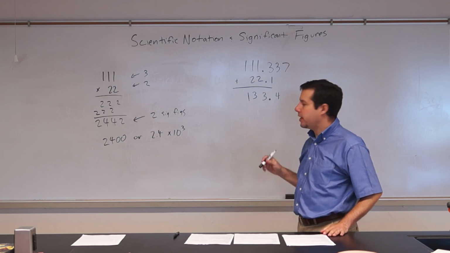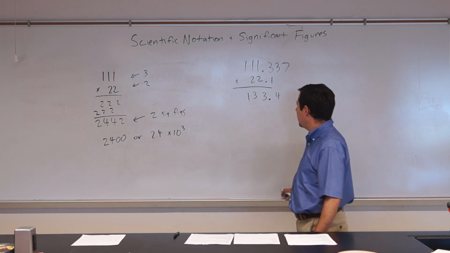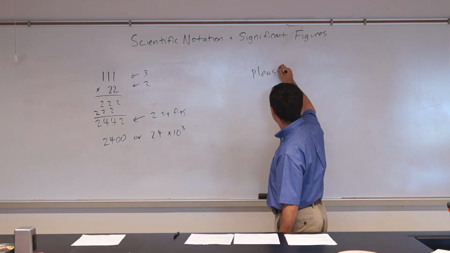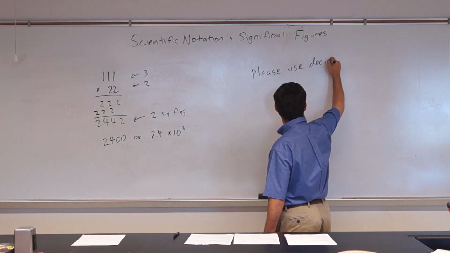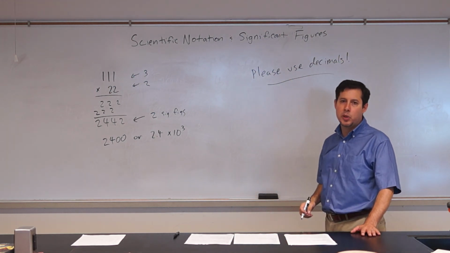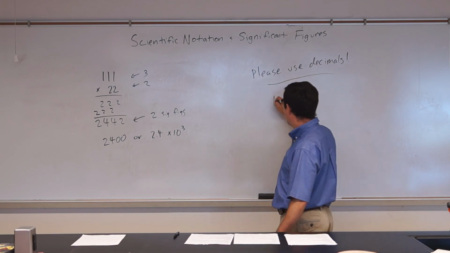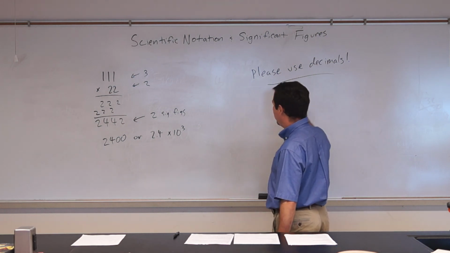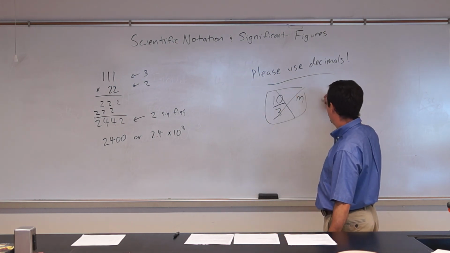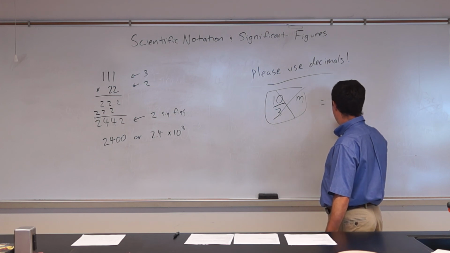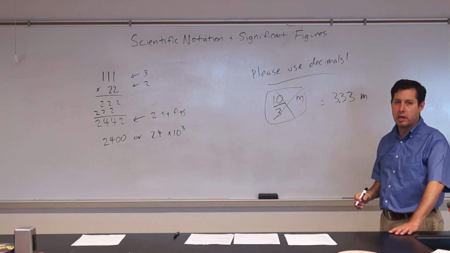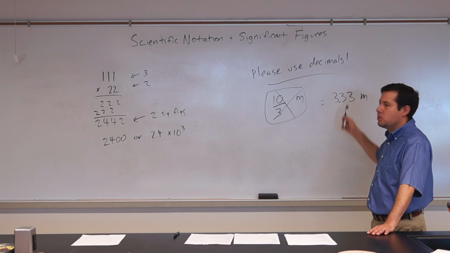I guess when I'm talking about this as well, I would encourage you to, and I'm going to write this down also, please use decimals. I don't typically want to see fractions. I don't want to see an answer that's 10/3 of a meter. Don't give me that. I much prefer to see 3.33 meters or whatever it works out to be. I like decimals.